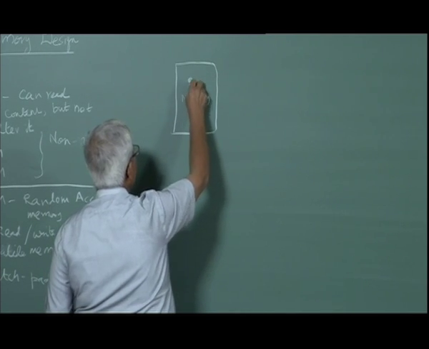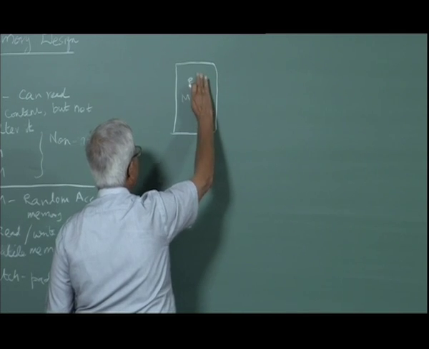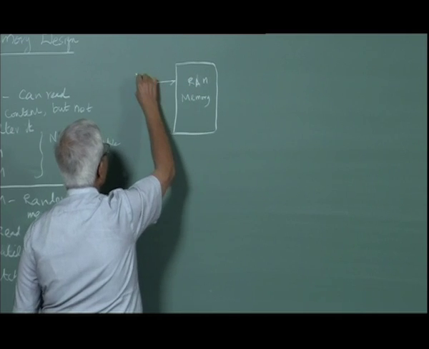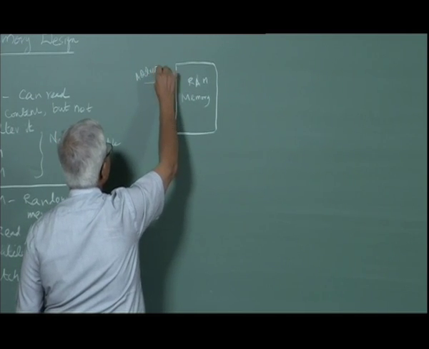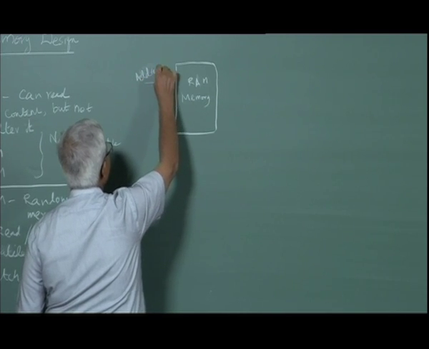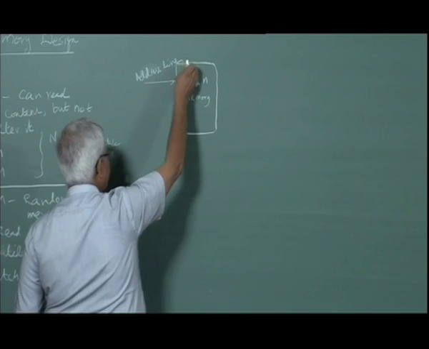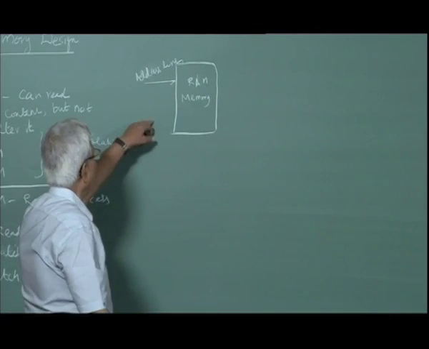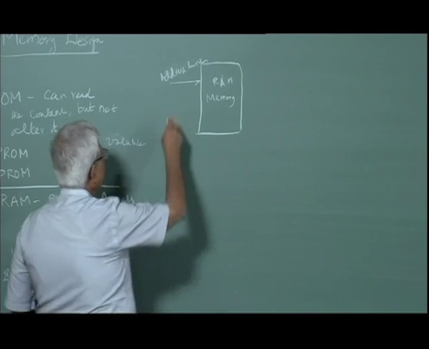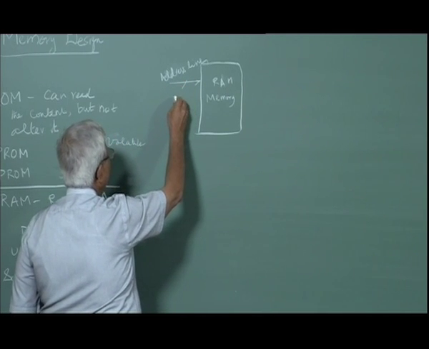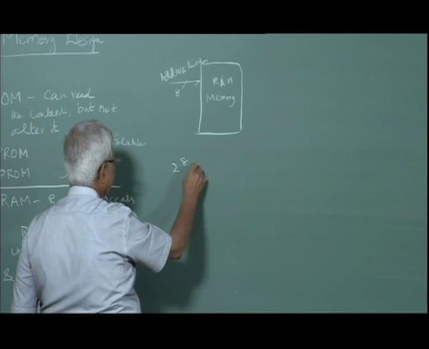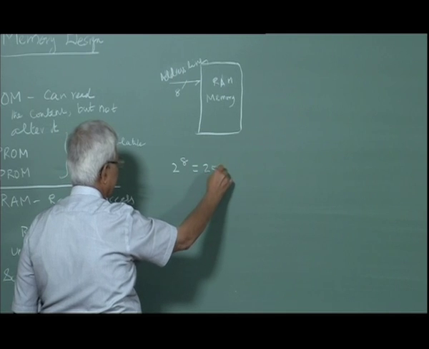This is a memory or RAM. You have address lines, multiple address lines. Based on how many locations there are, you decide the number of address lines required. Suppose I have, let us say, 8 address lines. That means I can store 2 power 8, 256 locations.